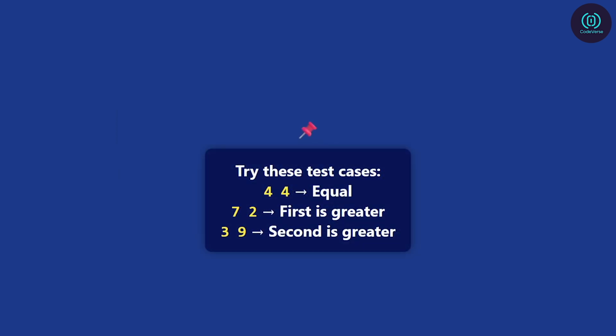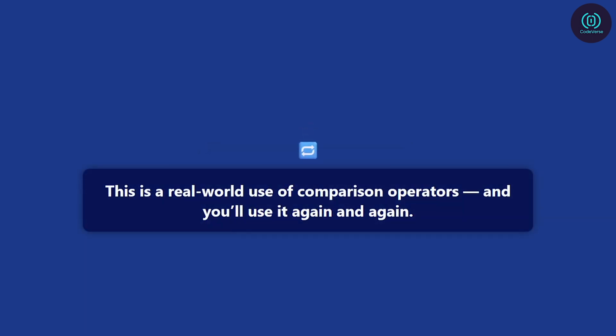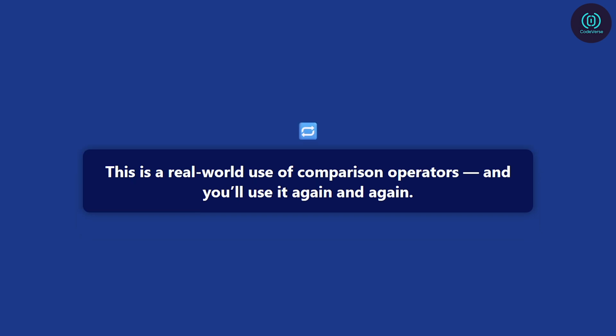Try it out with different values. For example, input 4 4, output: both numbers are equal. Input 7 2, output: first number is greater. Input 3 9, output: second number is greater. This is a real-world use of comparison operators in decision-making. And you'll use this pattern again and again in your programming journey.